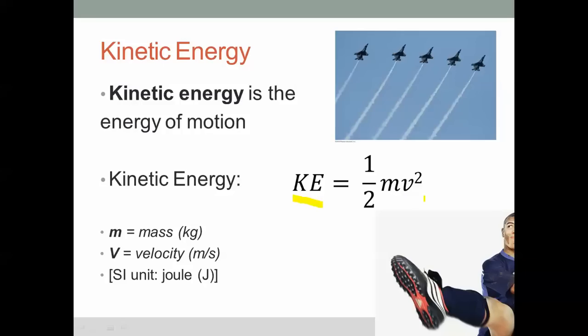M is the mass given in kilograms, v is the velocity given in meters per second, and when you take kilograms times meters per second and then square the meters per second, you get a unit of joules for energy. That's the same unit that we used for work, and that's because work and energy are related to each other.